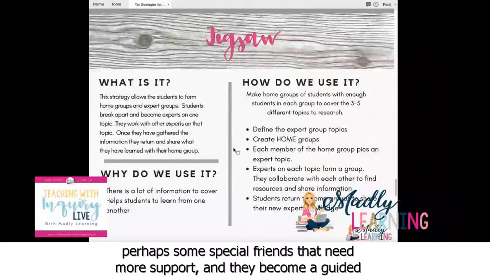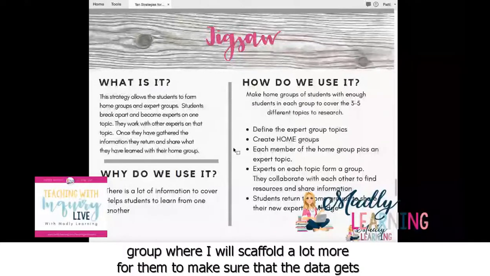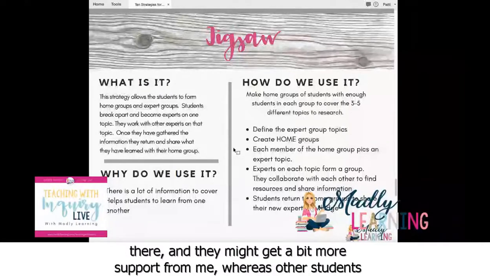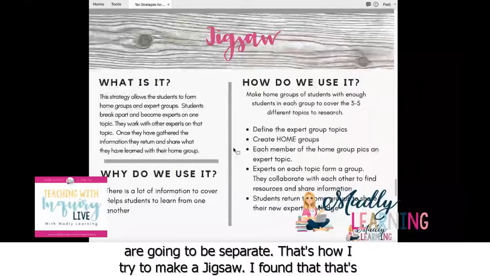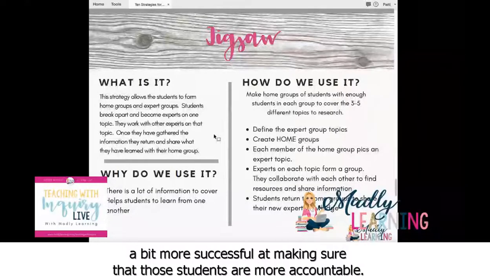And they become a guided group where I will scaffold a lot more for them to make sure that the data gets there, and they might get a bit more support from me, whereas other students are going to be separate. So that's how I try to make a Jigsaw, and I found that that's a bit more successful at making sure that those students are more accountable.